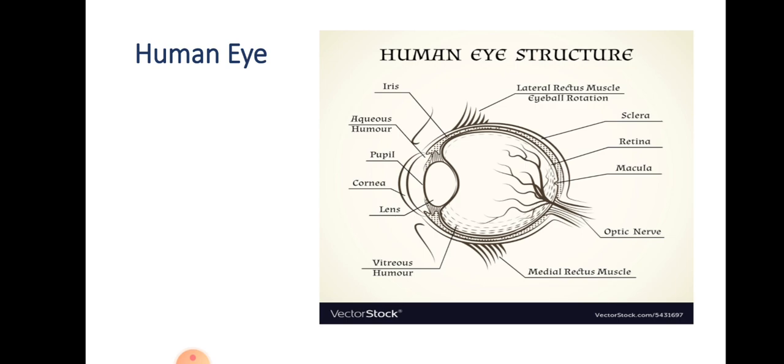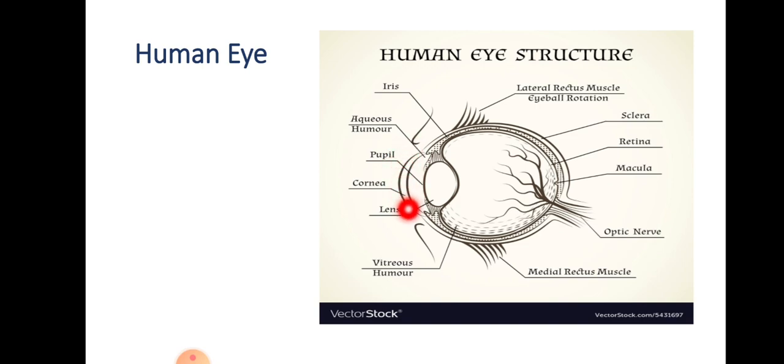The outer coat of the eye is white in color, and it is tough, so that it can protect the interior of the eye from some accidents. Its transparent front part is called the cornea. You can see this spot is called the cornea.